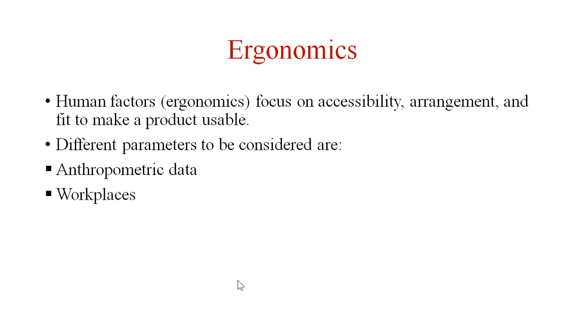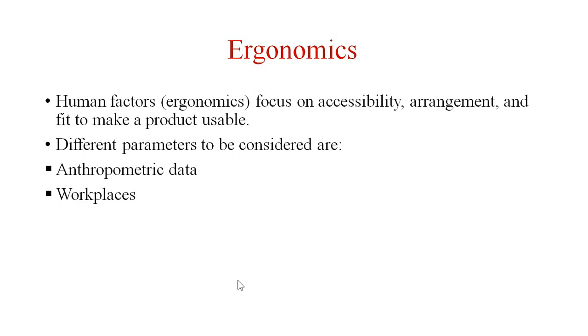Then the next parameter for ergonomics is the workplace. You have to consider in which place, or in which situation, your product is to be used. Equipment arrangement, posture, and sitting make up important information about the workplace. So you have to consider these parameters for designing your product.